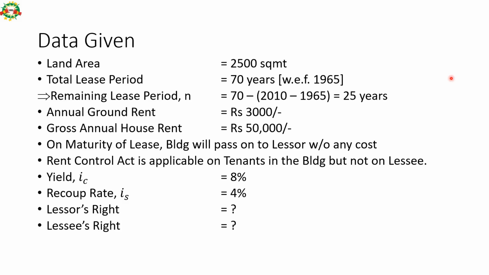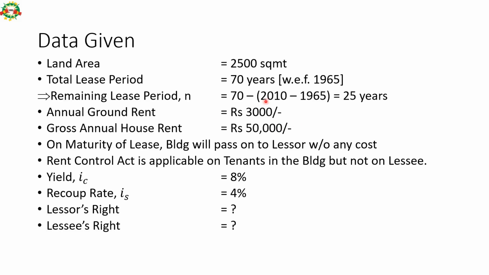As always, I say first note down data given in the question and then note down questions to be asked. So in this, the total lease period is 70 years with effect from 1965. So that means remaining lease period is 70 years minus 2010 minus 1965, so it's 25 years remaining as of 2010.